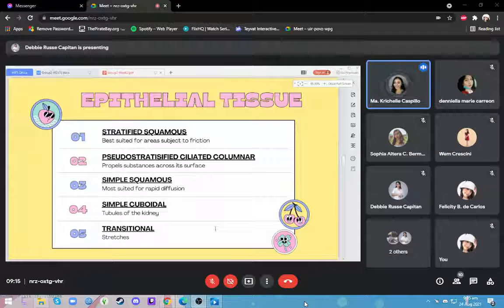Epithelial tissue. Number 1, best suited for areas subject to friction: stratified squamous. Number 2, moves substances across its surface: pseudostratified ciliated columnar. Number 3, most suited for rapid diffusion: simple squamous. Number 4, tubules of the kidney: simple cuboidal. Number 5, stretches: transitional.